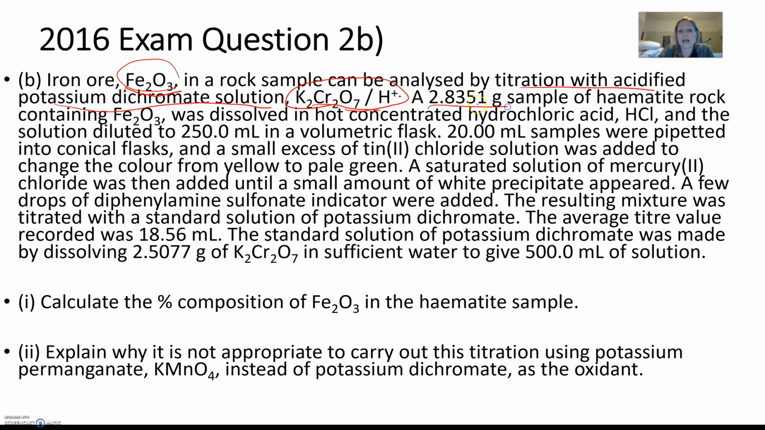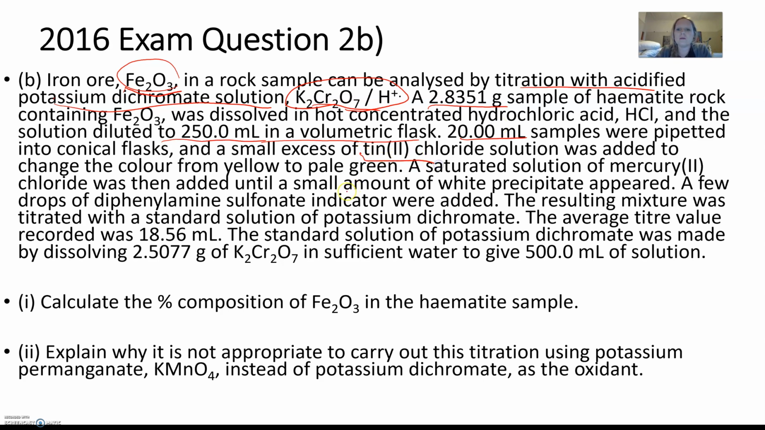It says 2.831 grams of hematite rock containing Fe2O3 was dissolved in concentrated hydrochloric acid. That's purely just to dissolve it into the aqueous ions. And the solution is diluted to 250 ml in a volumetric flask. 20 ml samples were pipetted, and it says that tin chloride was added.